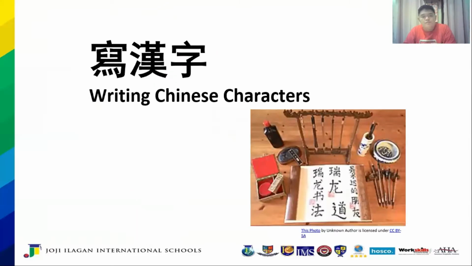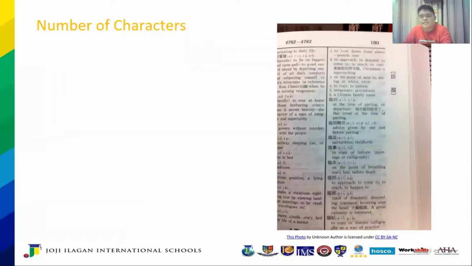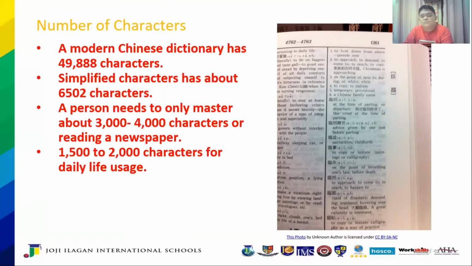And let us move forward on reviewing the method of writing Chinese characters, starting off with some facts again. Modern Chinese dictionaries contain around 49,888 characters. But just to go further, for the sake of time, only around 1,500 to 2,000 characters must be used for daily usage.